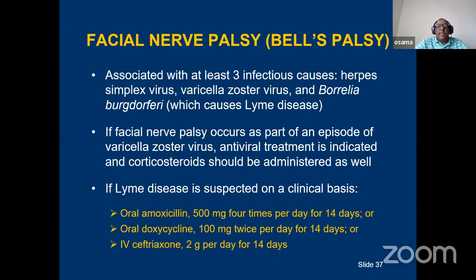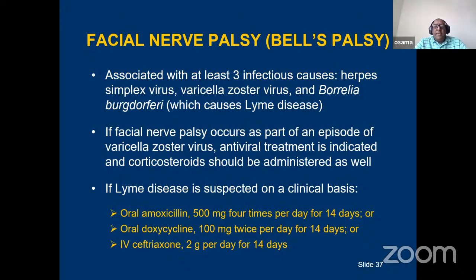Facial nerve palsy or Bell's palsy is associated with at least 3 infectious causes: herpes simplex virus, varicella zoster, and Borrelia burgdorferi, which causes Lyme disease. If facial nerve palsy occurs as part of an episode of varicella zoster virus, antiviral treatment is indicated and corticosteroid should be administered as well.